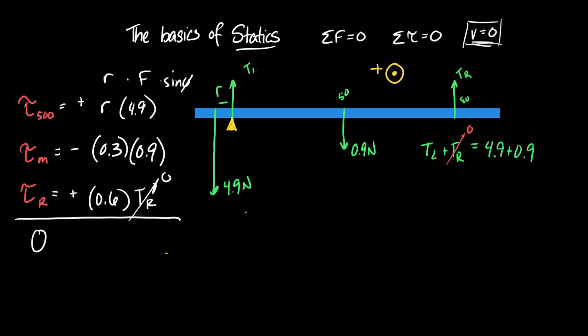Careful. Well, now I just work it out. Add up all my torques. 4.9 times R minus 0.27 equals 0. That's it. This one's not hard. What does R equal? What's that? 0.06. Is it true?